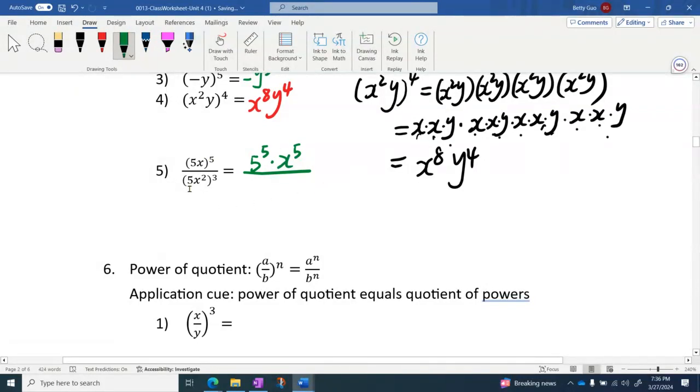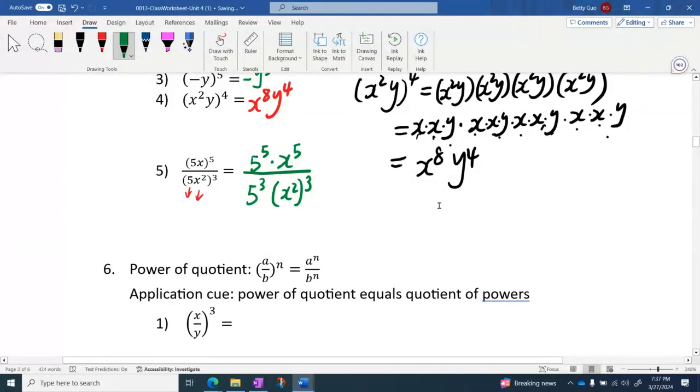We can do the same thing to the denominator. The denominator is also a power of a product. 5 is the first factor, and x squared is the second factor. So we have 5 to the power 3 here, and x squared in parentheses to the power 3. That's the first step: I use the power of a product to rewrite both top and bottom.